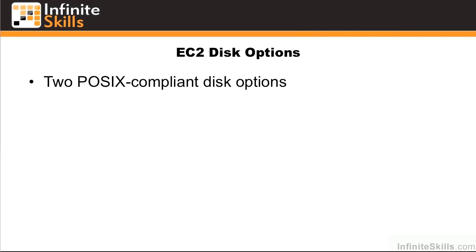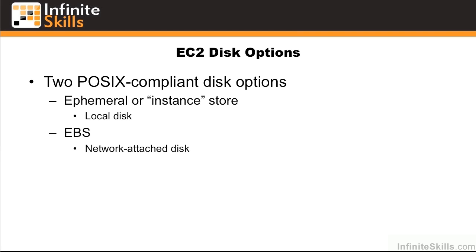In this chapter, we covered the two POSIX-compliant disk options, which are Ephemeral or Instant Store, which is local disk, and EBS, which is network attached storage.